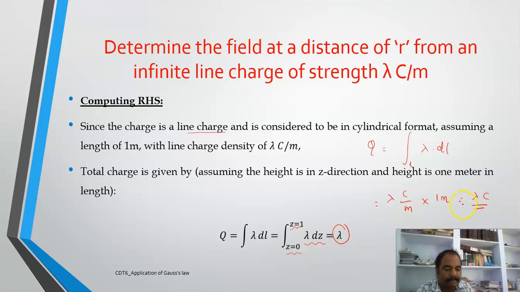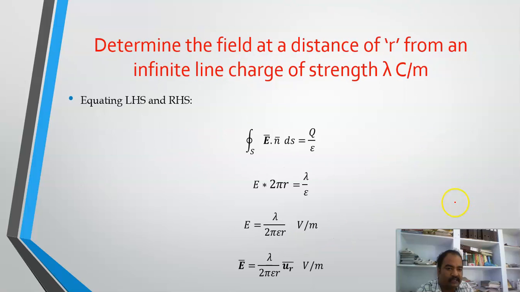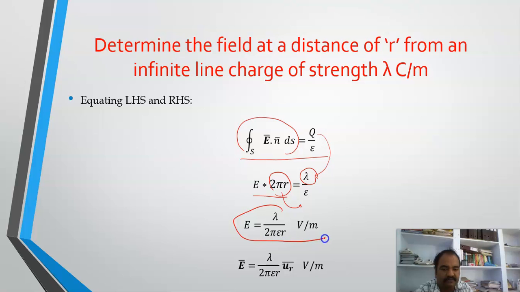Very simple. So equating two sides now. This was the original equation. The left hand side I have obtained as E into 2 pi r. Right hand side is lambda. The charge I have obtained as lambda. Epsilon remains. So now what is E? If I bring this one to this side, so this is the equation.